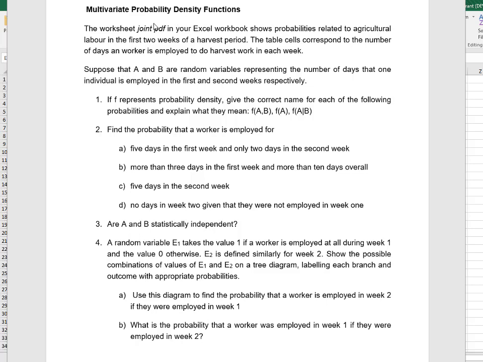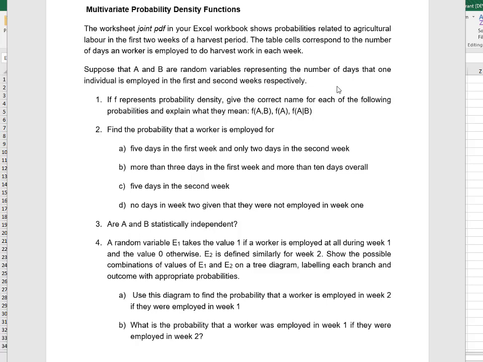So here we look at multivariate probability density functions. We're looking at this Excel workbook, and it's got probabilities related to agricultural labour. And we're assuming that in this case agricultural labour is done as a spot market. So instead of people being permanent employees or having a relationship with the employer that goes on over time, they turn up each day looking for work, and each day they may get work, they may not get work.